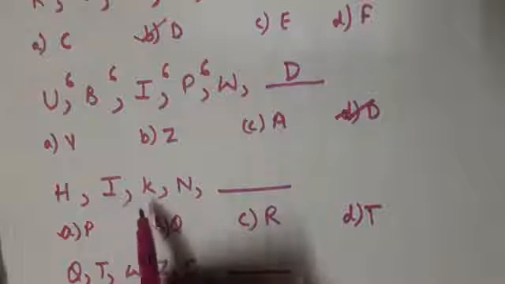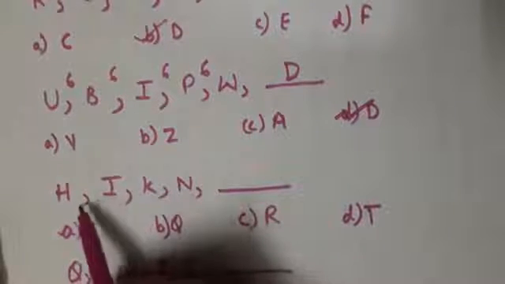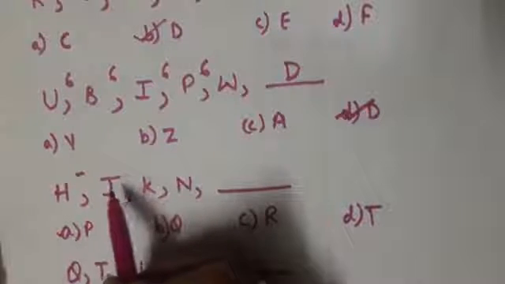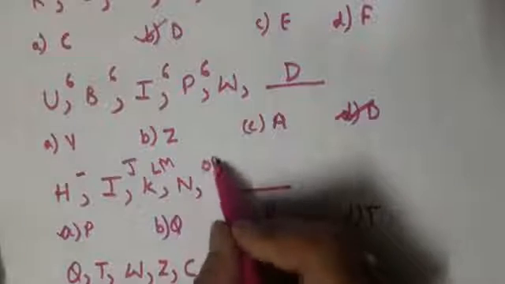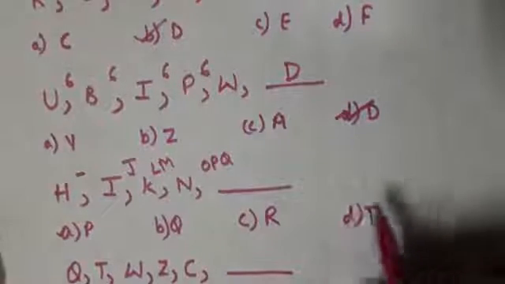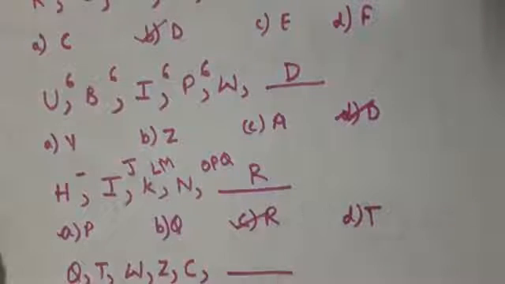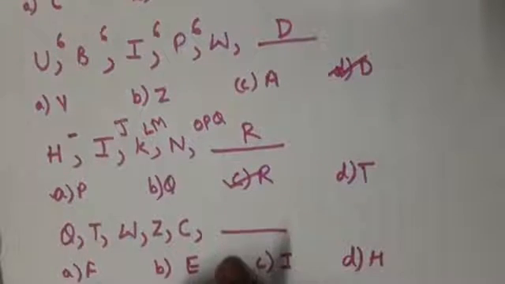I hope you understood. Now let's continue with the next one. H I K N. C G H I, no letter will come. I J, one letter will come. K L M, two letters will come. N O P Q. Now the next letter will be R. So our answer will be R. I hope you understood this one also.